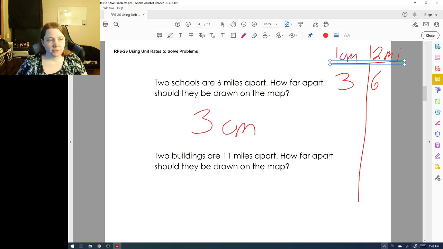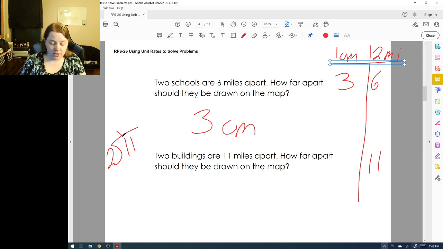Let's say 2 buildings are 11 miles apart. How far apart should they be on the map? Well, this is where things get a little bit more tricky. Because I want to know 2 times what gets me 11. That's not something I know off the top of my head unless I've been doing math for a long time and I'm kind of fluent in it. So I'm going to take 11 divided by 2.